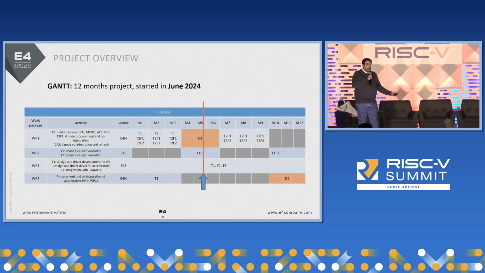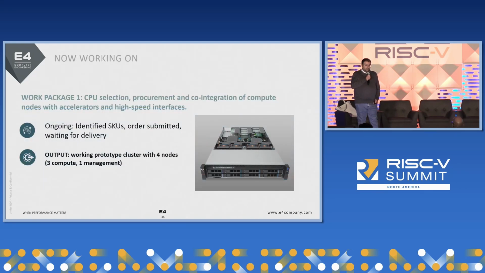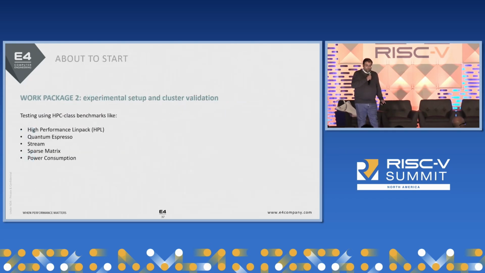Here you can see the project that is 12 months long, and we have 4 different work packages. Currently, we are working on the definition of the CPU and the server, and you can see the first prototype in this picture. The idea is to have 4 of these nodes to complete the cluster, 1 front-end and 3 computational nodes. And we want to validate with some standard tests widely adopted in HPC, like HPL, Quantum ESPRESSO, STREAM, and sparse matrix computation, and we also want to measure the power consumption.